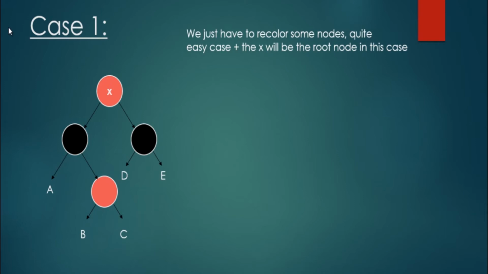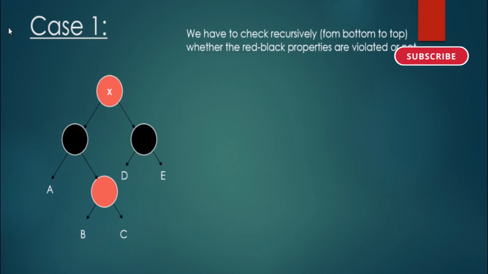It is kind of a sub-problem. So these are the sub-problems, and if we know how to deal with these kinds of problems, we just have to apply these until we get to a valid red-black tree. So we have to check recursively from bottom to top whether the red-black properties are violated or not again.